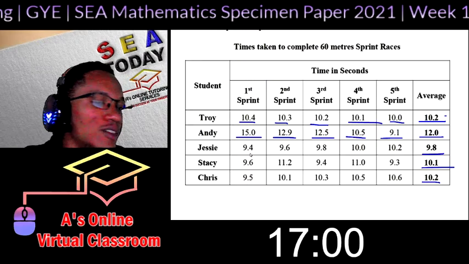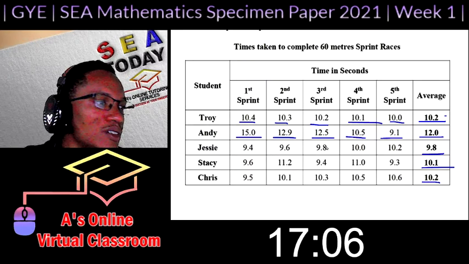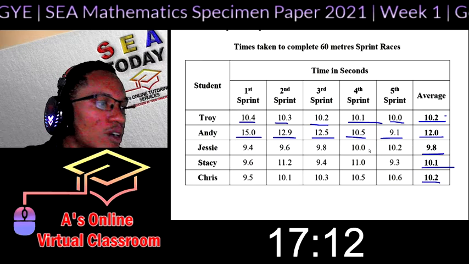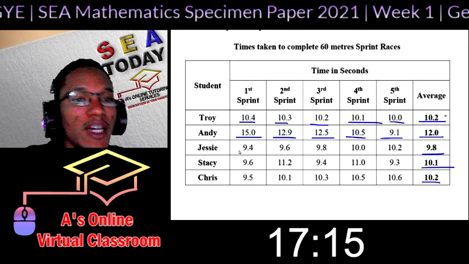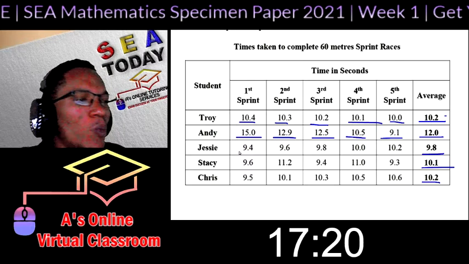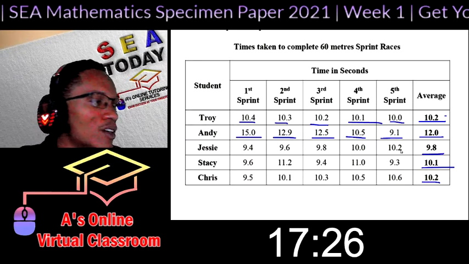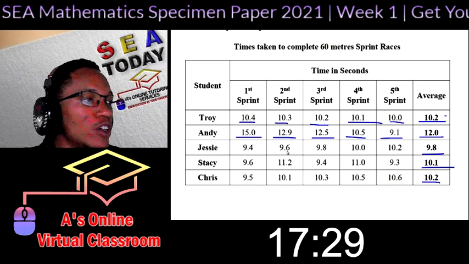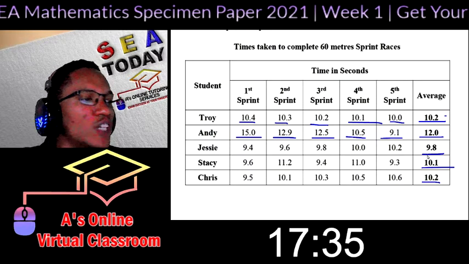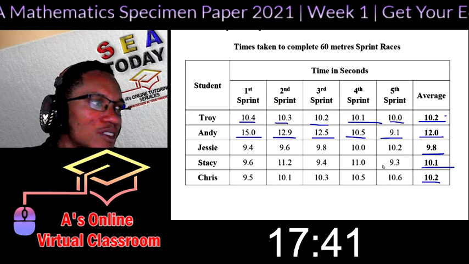However, as time went on, his times got slower and slower and slower and slower. So every single time Jesse ran, it was slower. This person does not have a consistent way of running. They actually run worse as time progresses, it seems. So I wouldn't pick Jesse because Jesse starts off good and doesn't end off so well.